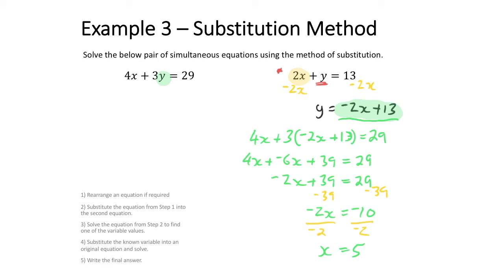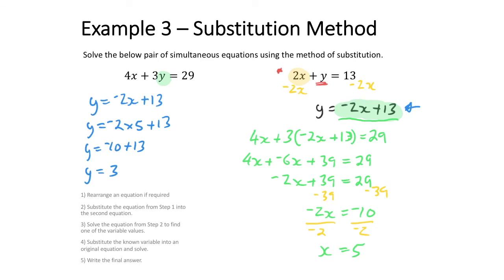Now to do that, I'm going to substitute it into my rearranged equation. So y is equal to negative 2x plus 13. So when I substitute in x is equal to 5, it'll be y is equal to negative 2 times 5 plus 13. So negative 2 times 5 is negative 10. Negative 10 plus 13 is going to be 3. So my y value is equal to 3. My x value is equal to 5.